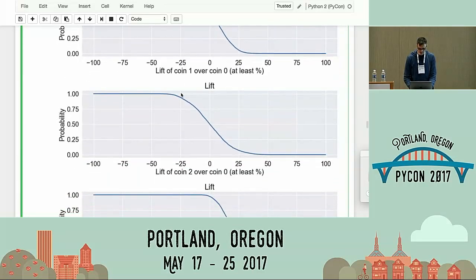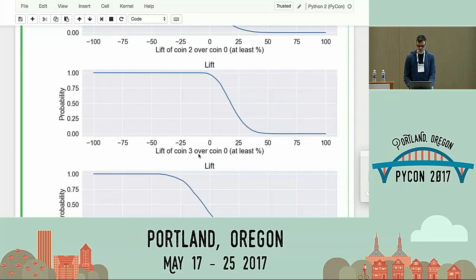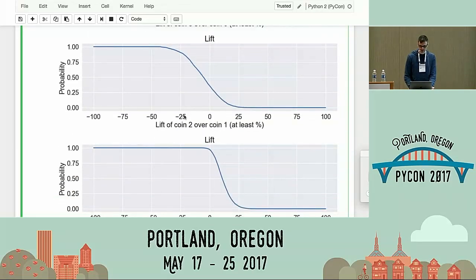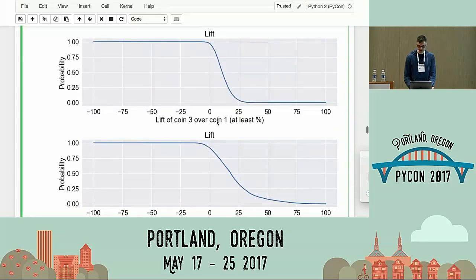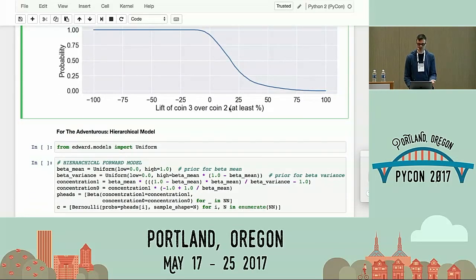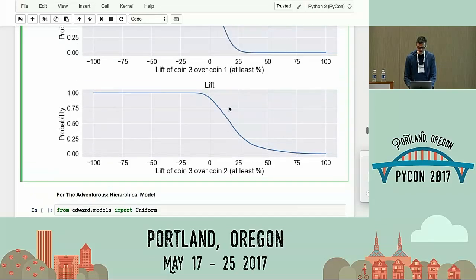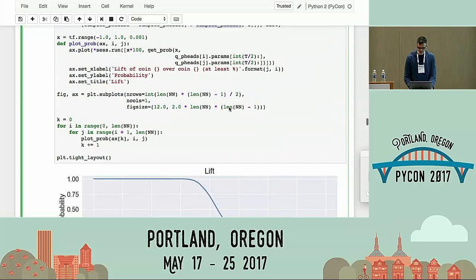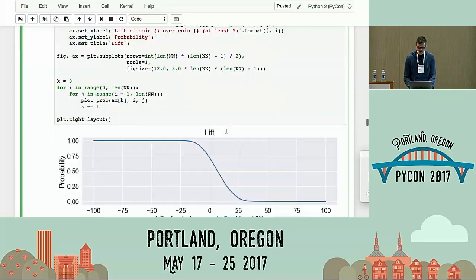And you can do that now with all possible coin pairs. You can compare coin 2 with coin 0, coin 3 with coin 0, coin 2 with coin 1 and so on, 3 with 1, 3 with 2. So I have all possibilities now. And we know that coin 3 is the best. Just looking from this other plot here, how would you see this here?